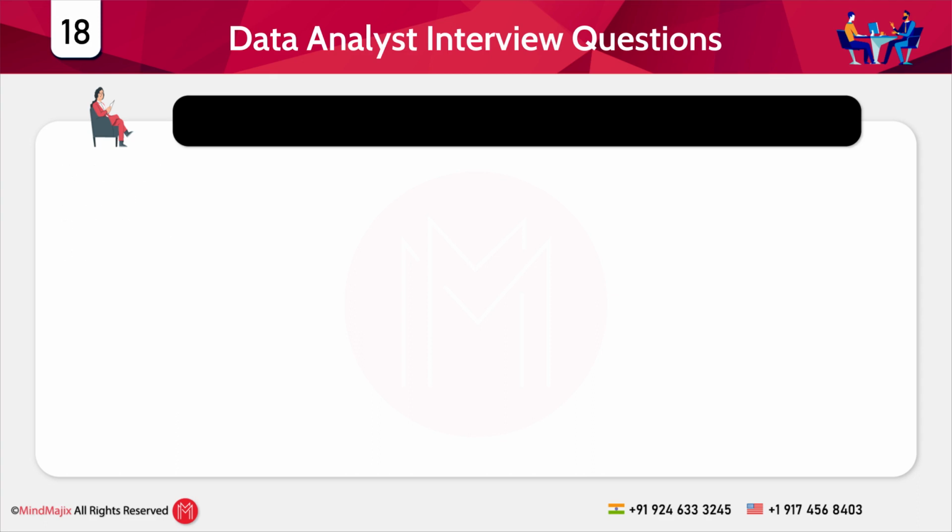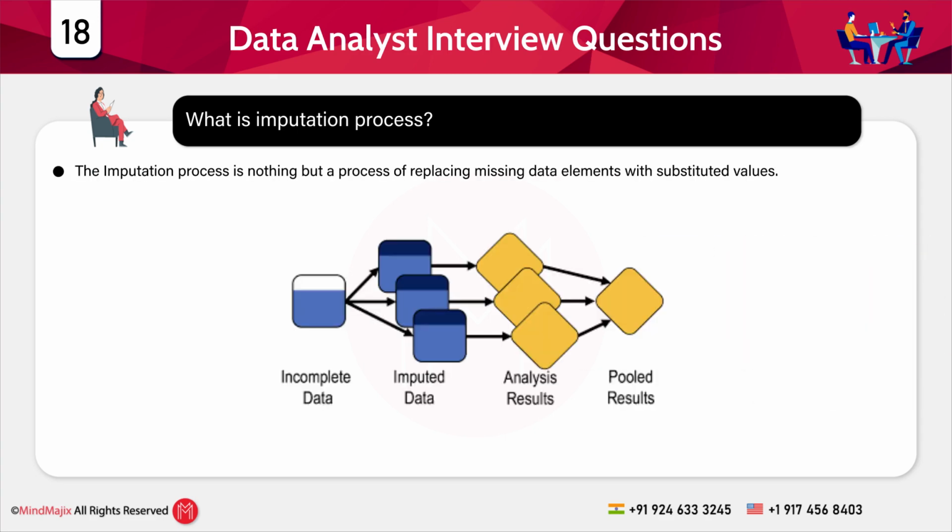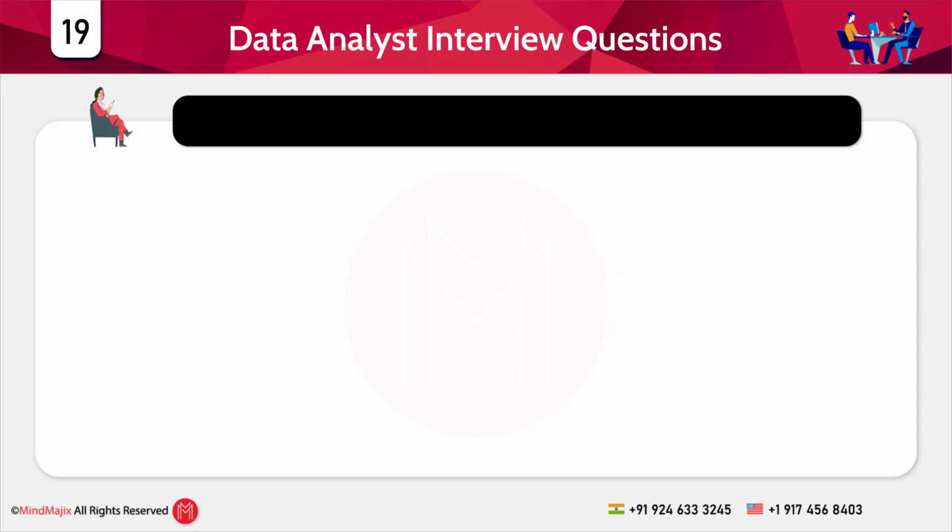The next question is, what is imputation process? The imputation process is nothing but a process of replacing missing values from the data, and you replace these values with substituted values. So there are two types of imputation techniques that are available, such as single imputation and multiple imputation.